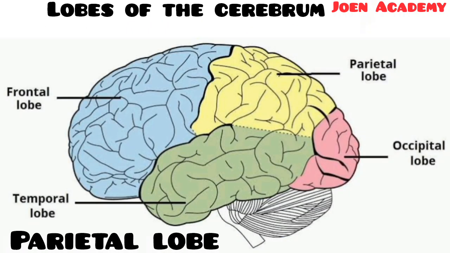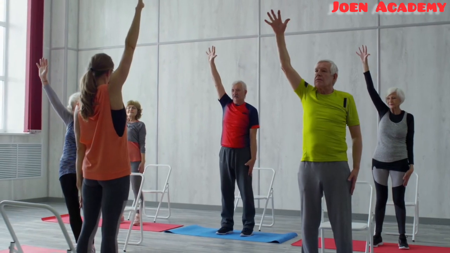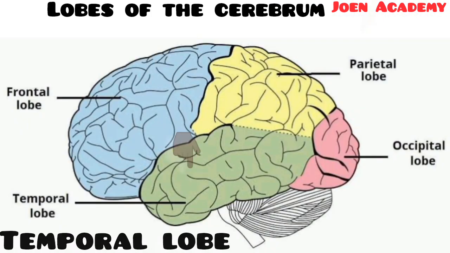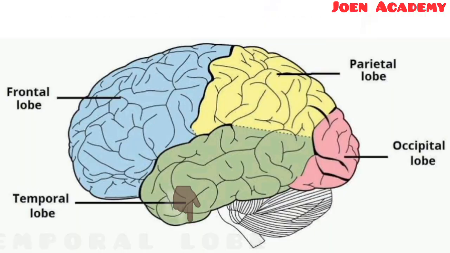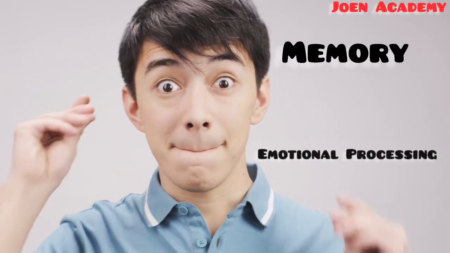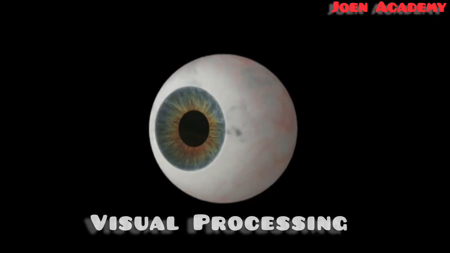The second lobe is the parietal lobe. It is situated behind the frontal lobe. The parietal lobe is responsible for the processing of sensory information like touch, pain, and temperature, as well as spatial awareness and navigation. Temporal lobe is the third lobe. It is found on the lateral side of the brain. The temporal lobe is crucial for hearing, memory, and emotional processing. The fourth lobe is the occipital lobe. It is located at the back of the brain. The occipital lobe is primarily responsible for visual processing.